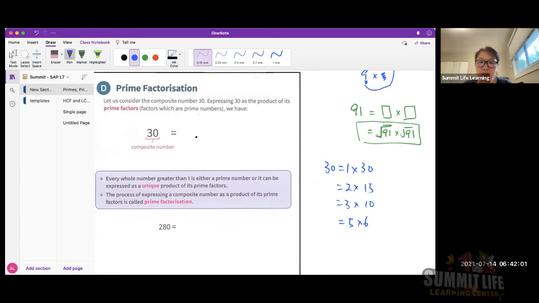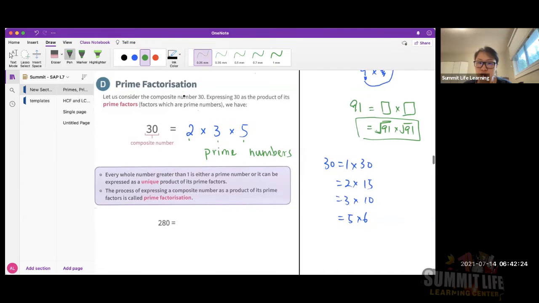This time we decompose the number in this way. We decompose it to be 2 times 3 times 5. We want to write it as a product of prime numbers. They are all prime numbers. If we can write a number as a product of prime numbers, we call it a prime factorization.